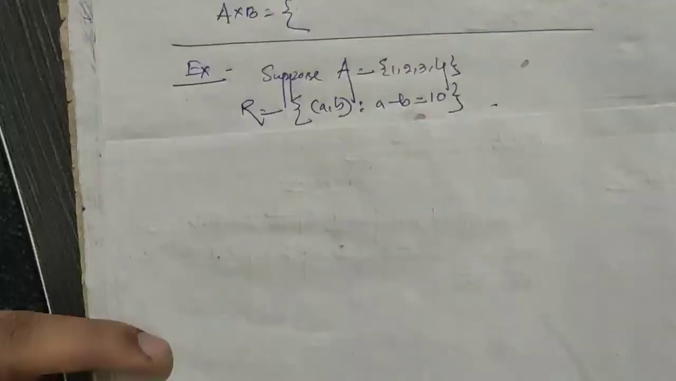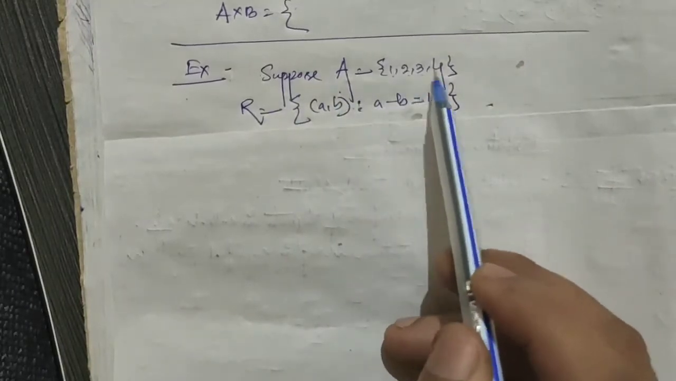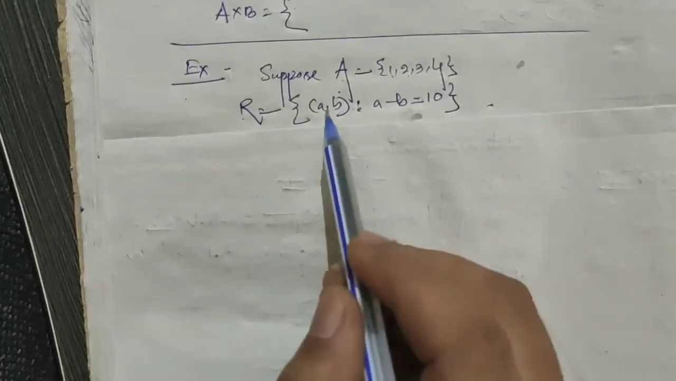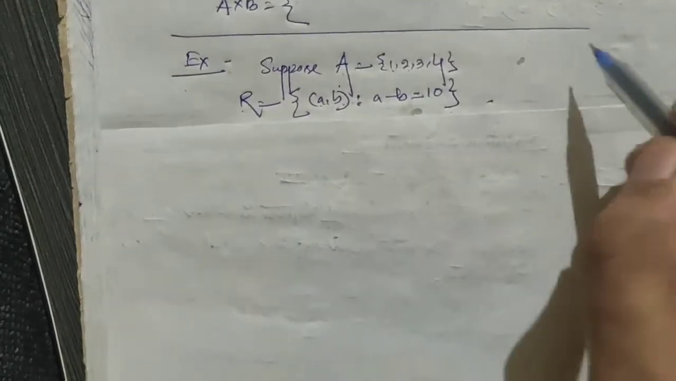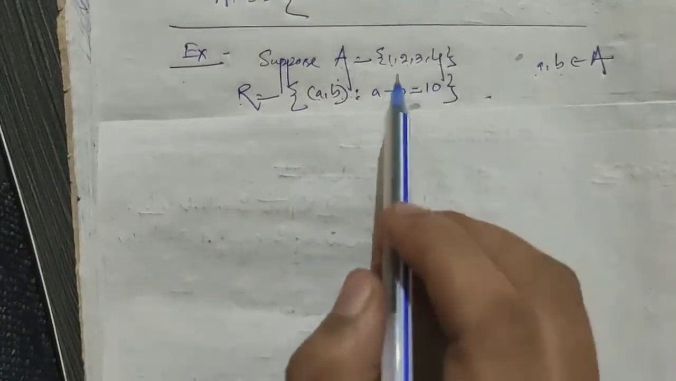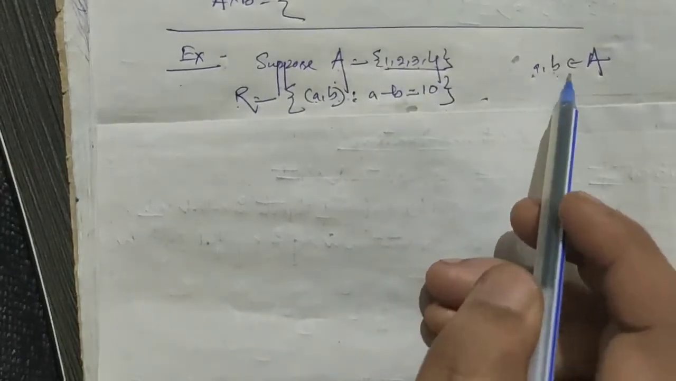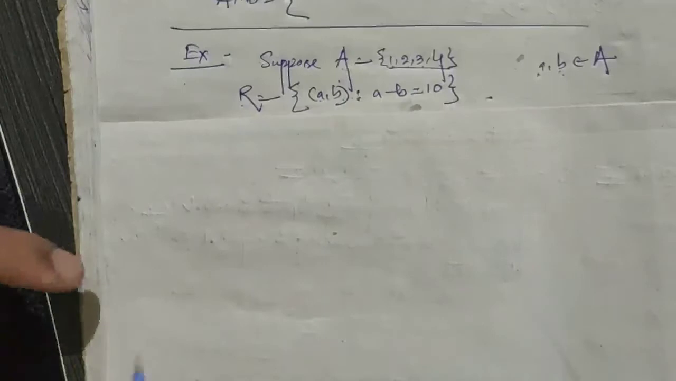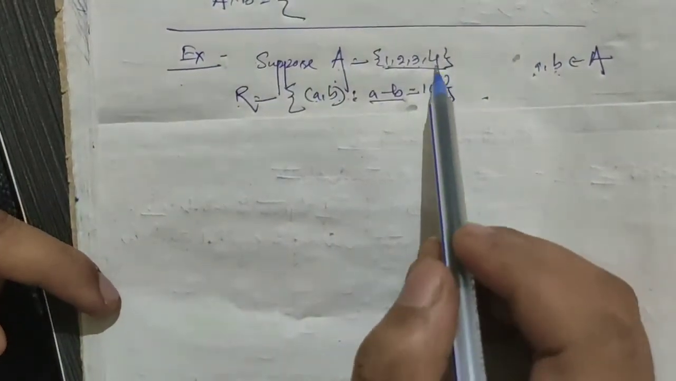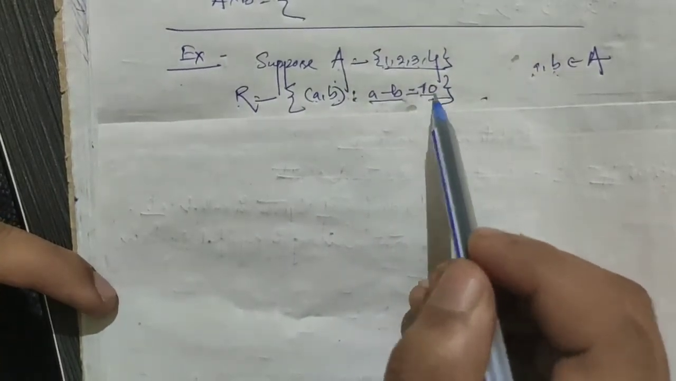Now you see this example. Suppose A is defined like this: 1, 2, 3, 4. In this set there are four elements. The relation is defined on the ordered pair of a and b, which belong to this set A. Out of these four elements, a and b could be any number. The condition given is a minus b must be 10. You just put all these numbers, and you are never going to get the answer 10, right?